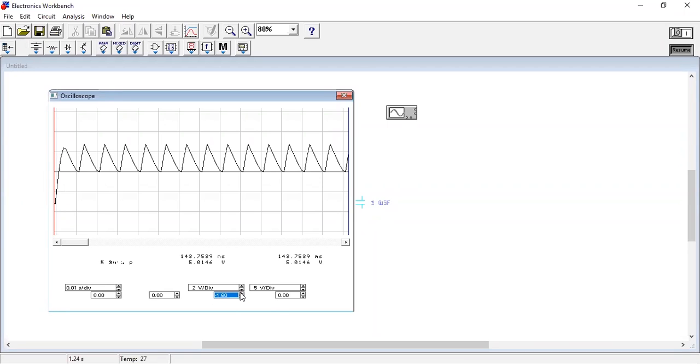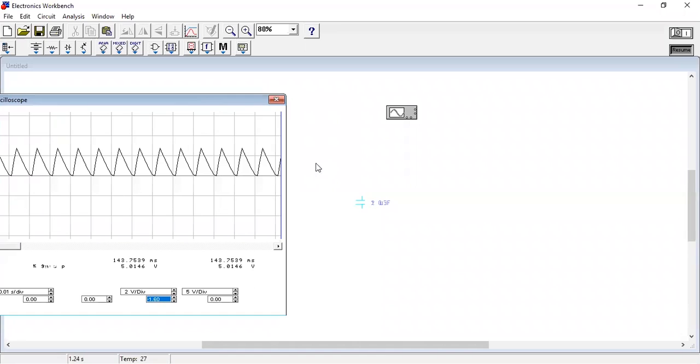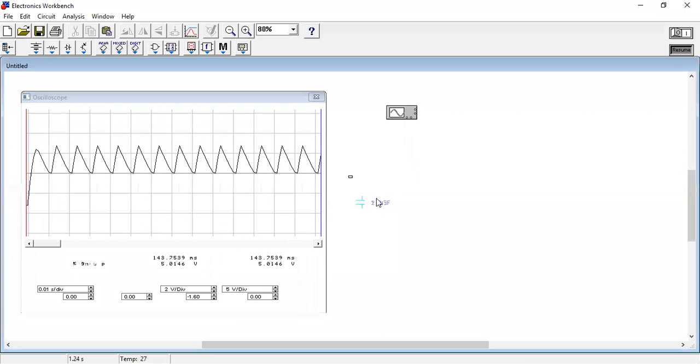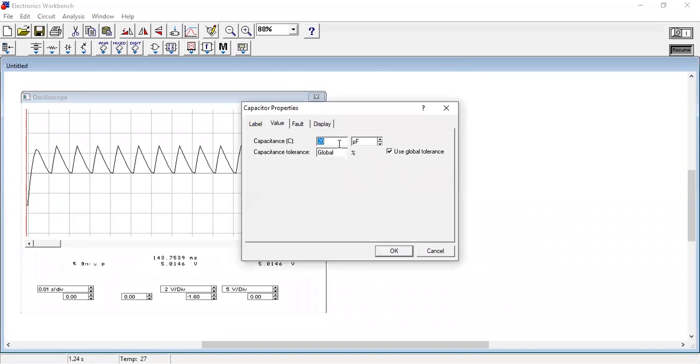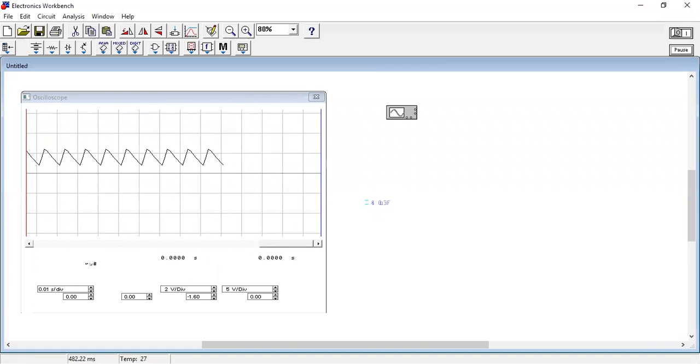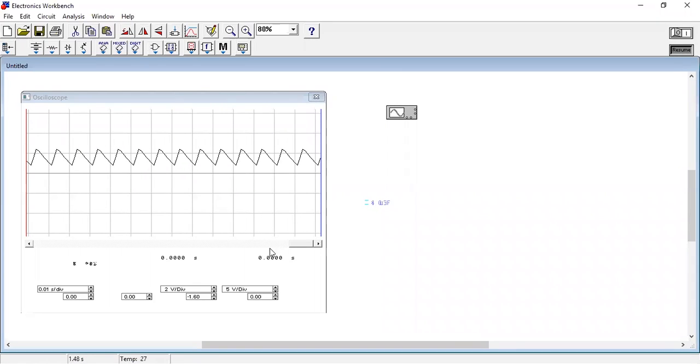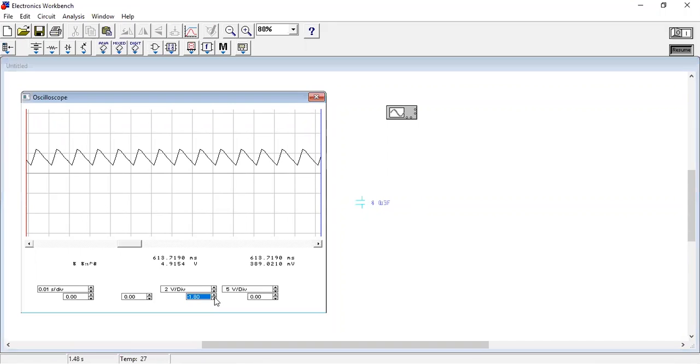We can change the value as 40 microfarad. Okay, we can run the circuits. This is the output waveform, and here one box belongs to 2 voltage. So I think this is 8 parts. If we divide one box into 10 parts, it is 8 parts. One part belongs to 0.2 voltage, since one box belongs to 2 voltage. So 8 parts is 1.6 voltage.